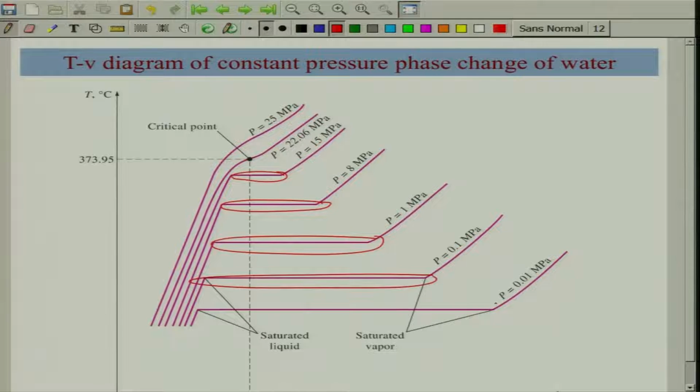So, if you look very carefully at this phase transition, the length of this decreases at a certain point and becomes just a point. This is where both the saturated liquid and vapor coexist, and we call it the critical point. For water, the critical temperature is 373.95 degrees Celsius, and the critical pressure is 22.06 megapascal.